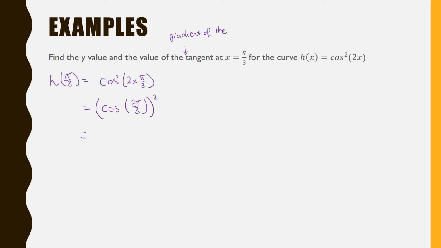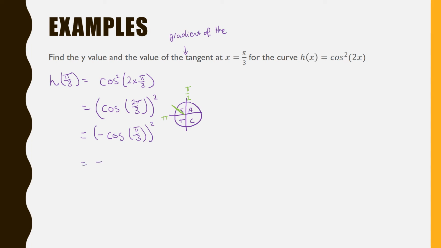We think back to what we did earlier on with our exact angle values. 2 pi over 3, which quadrant will we be in? Well, as we're moving around our quadrant, we get to pi over 2 here and pi here, therefore we are in the second quadrant. In the second quadrant, cosine is negative. So this is the same as the value of negative cos of pi on 3. And we're going to square this answer.